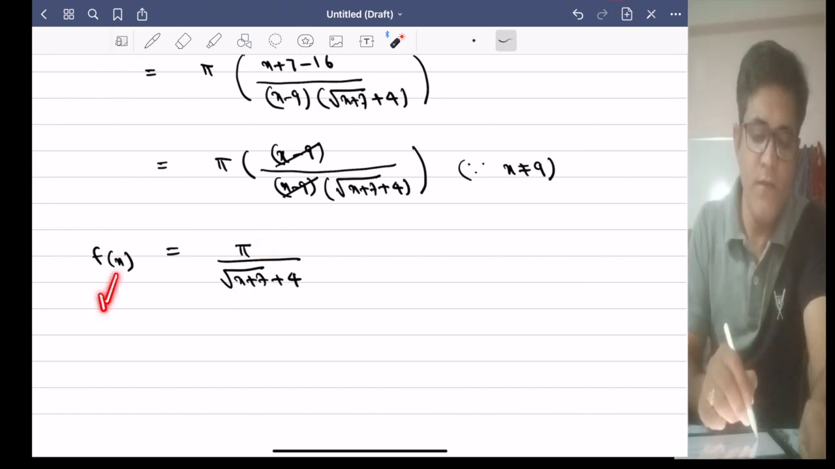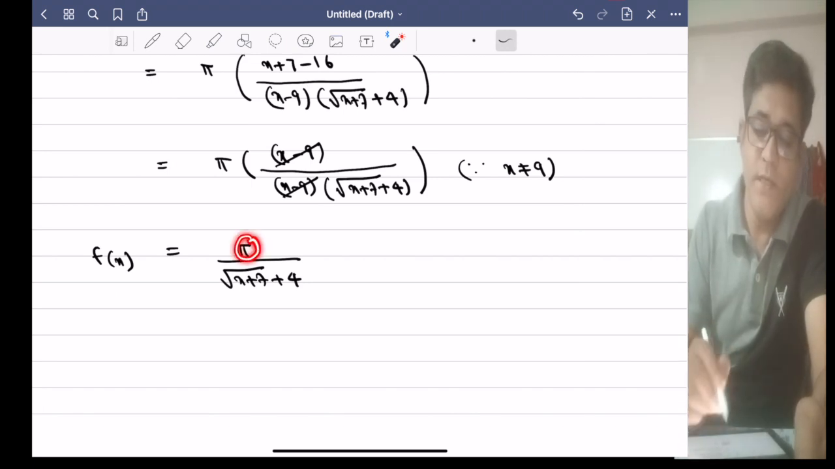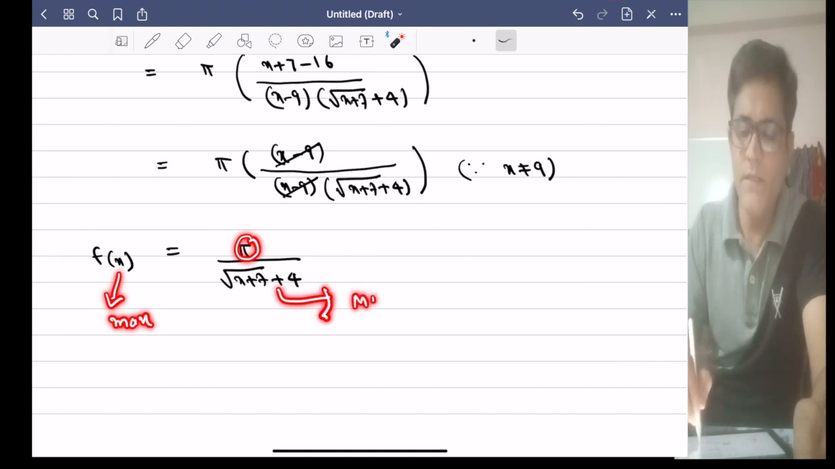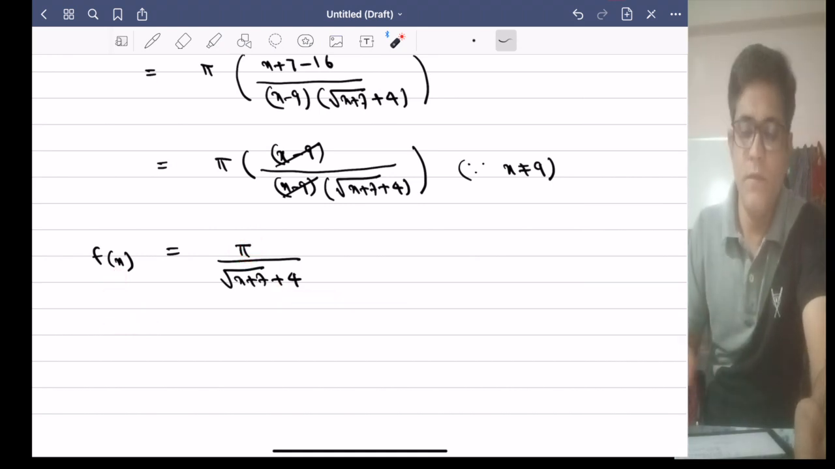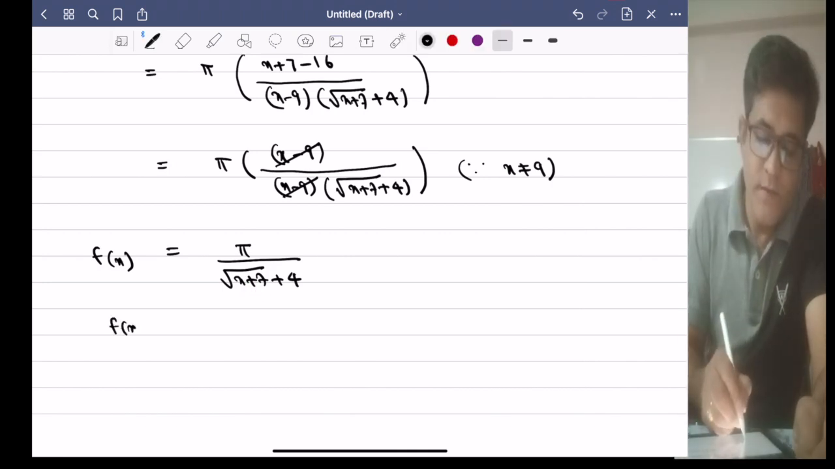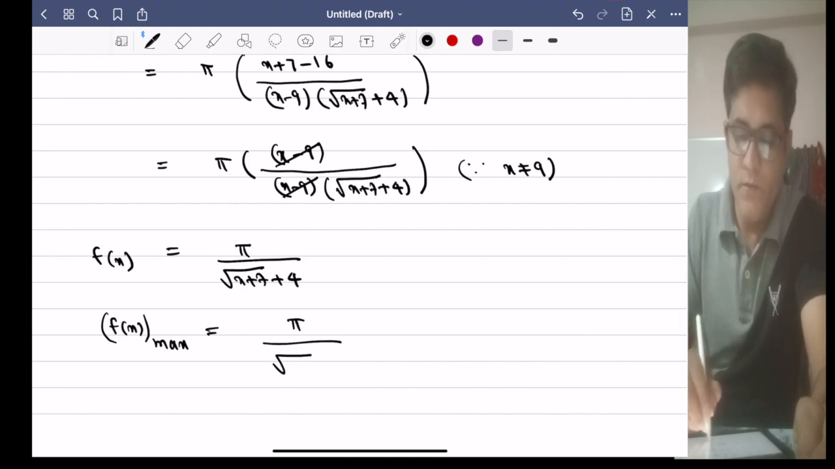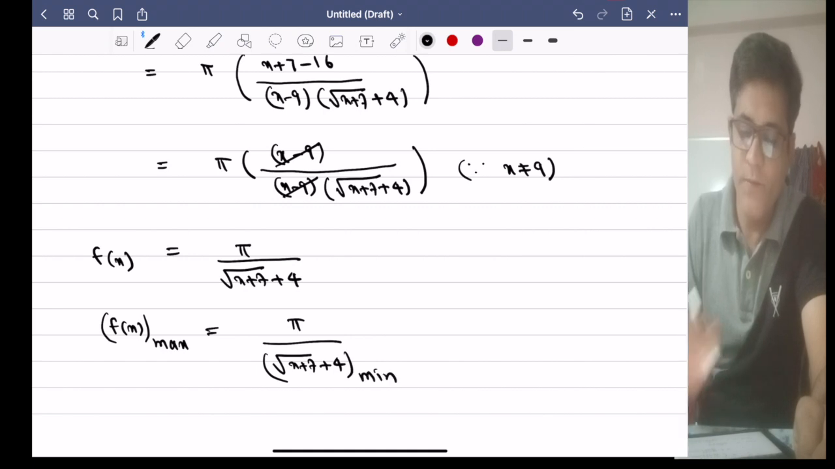Now, here the numerator is constant, so f of x is maximum when the denominator is minimum. So f of x maximum equals pi over, when this root x plus 7 plus 4 takes its minimum value.